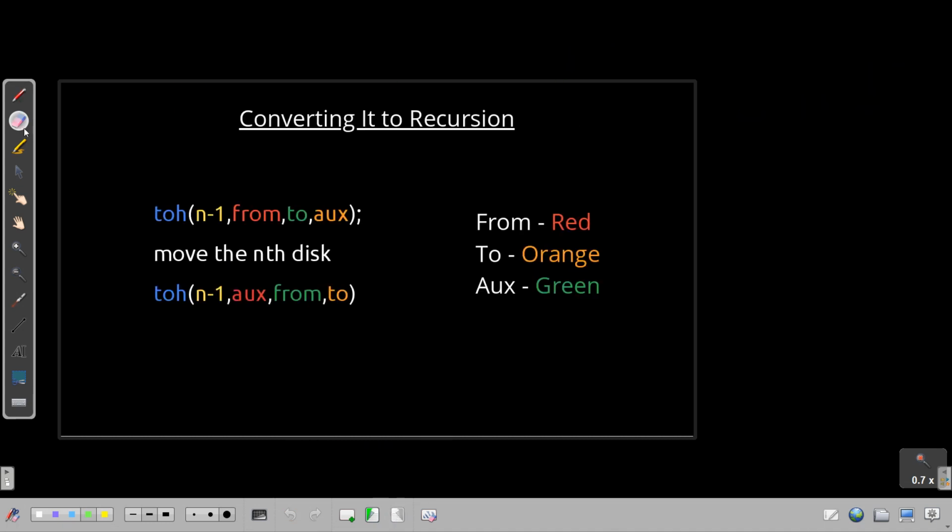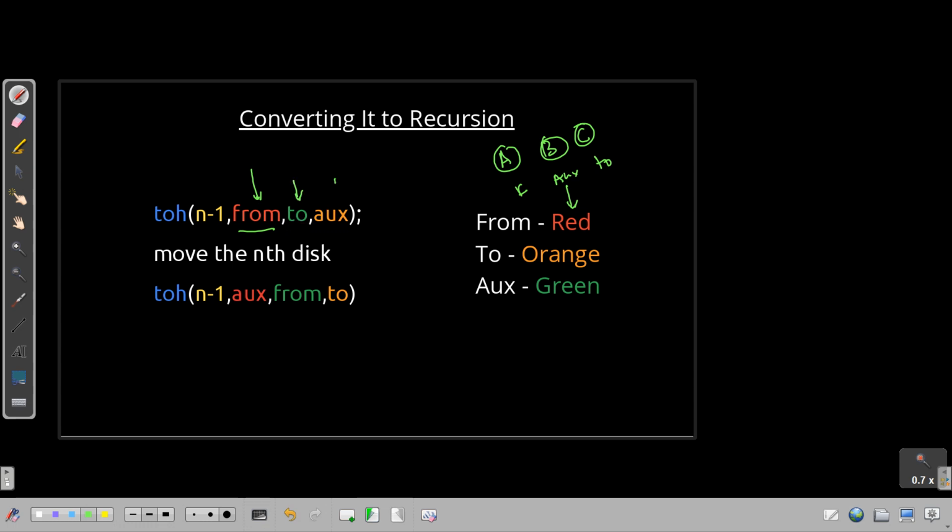So always remember that the red term is for the from, the orange term is for the to, and the green term is for the auxiliary. Here you can see that A, B, C are passed as from, auxiliary, and to respectively to our function. So this is our from, and we are using C as the auxiliary.